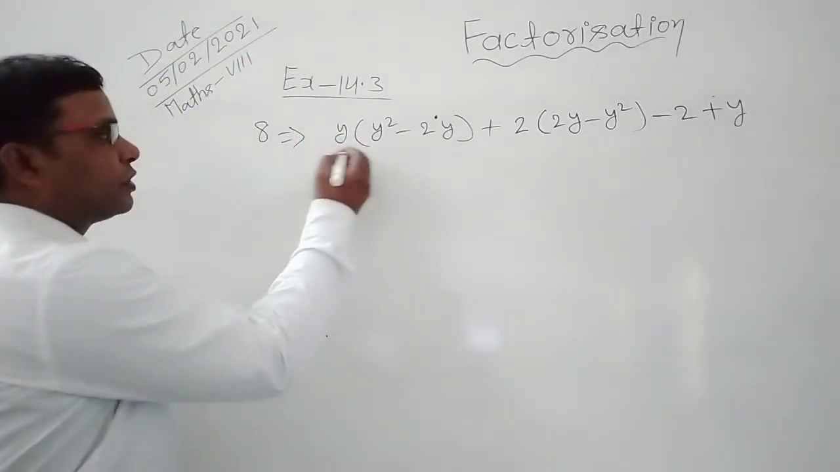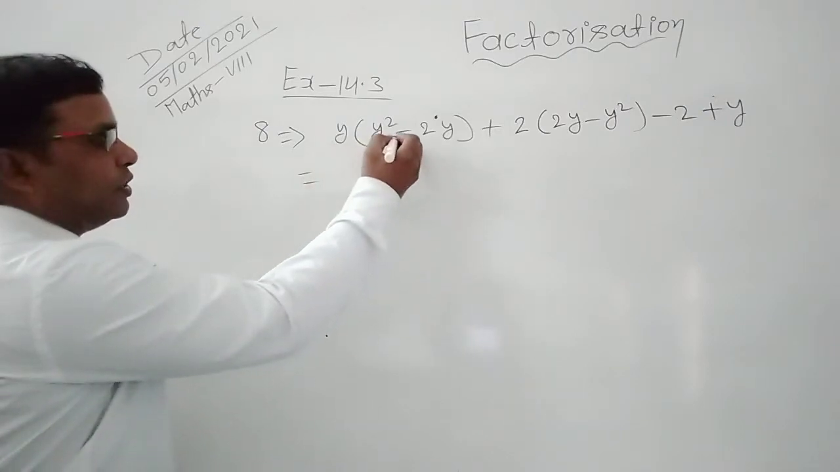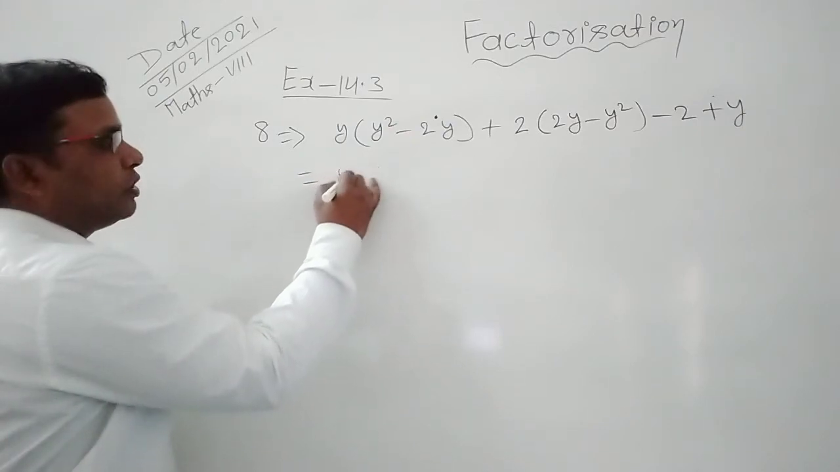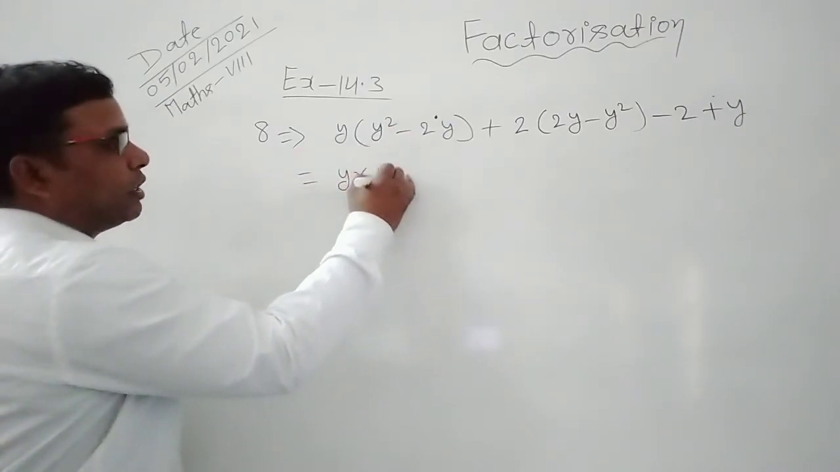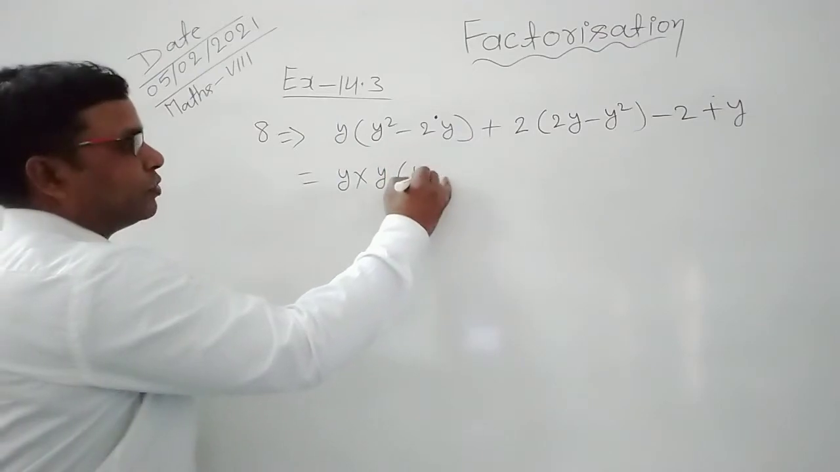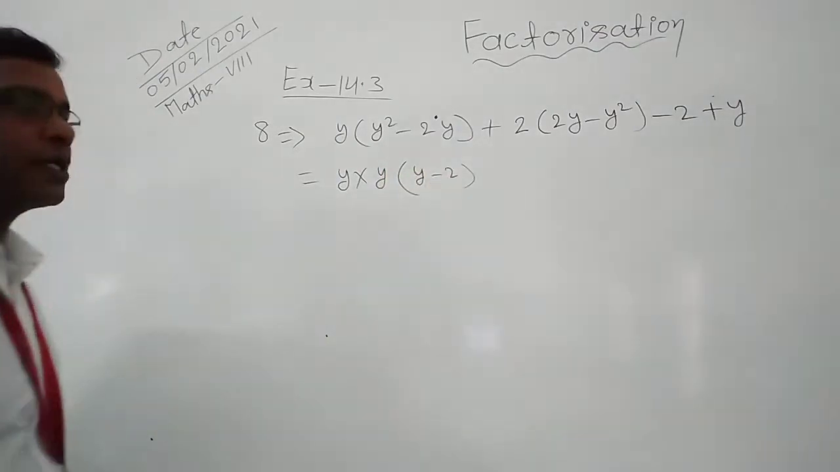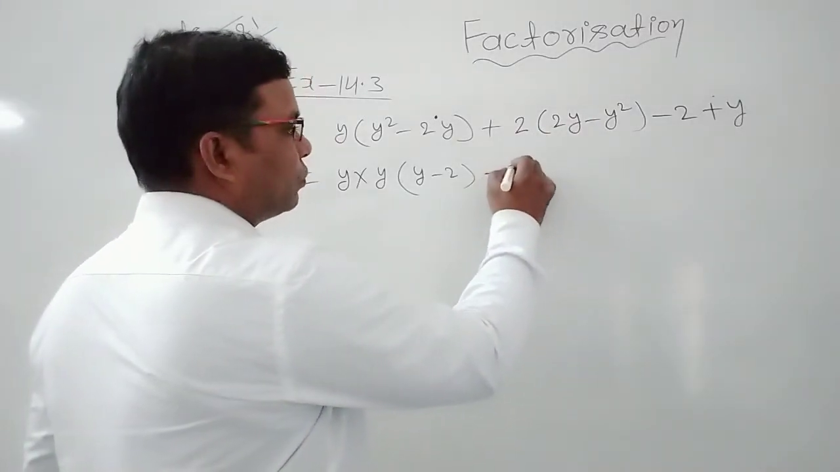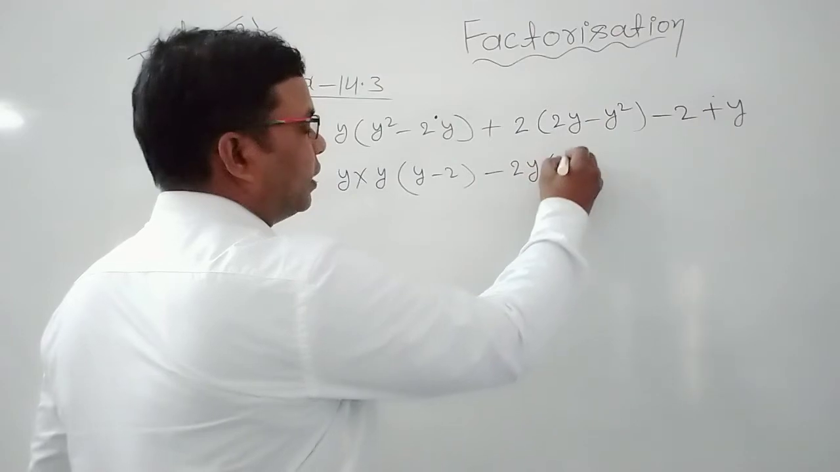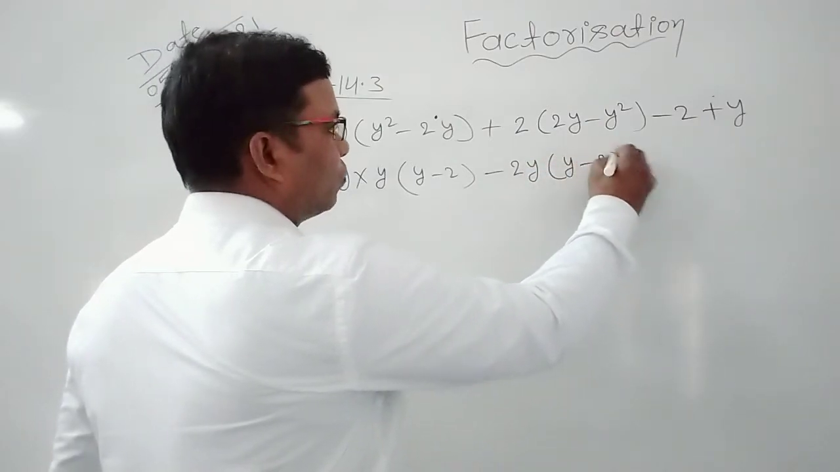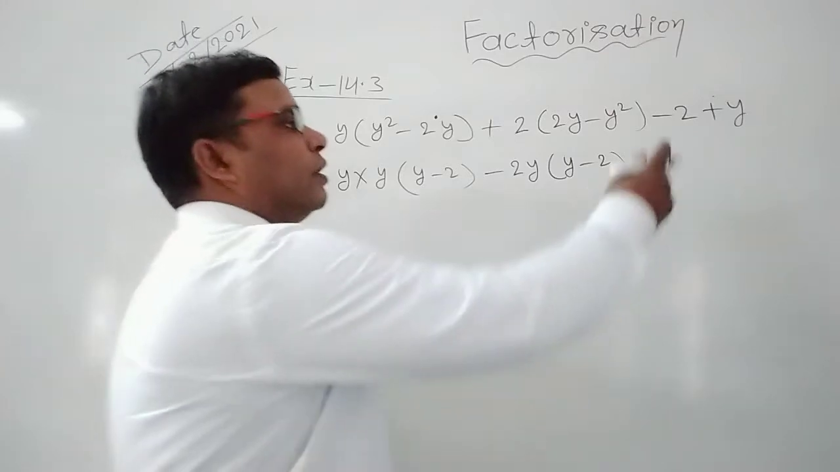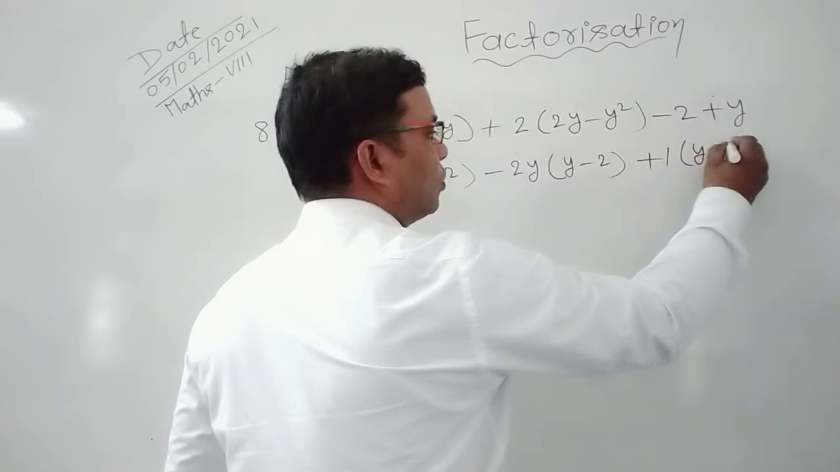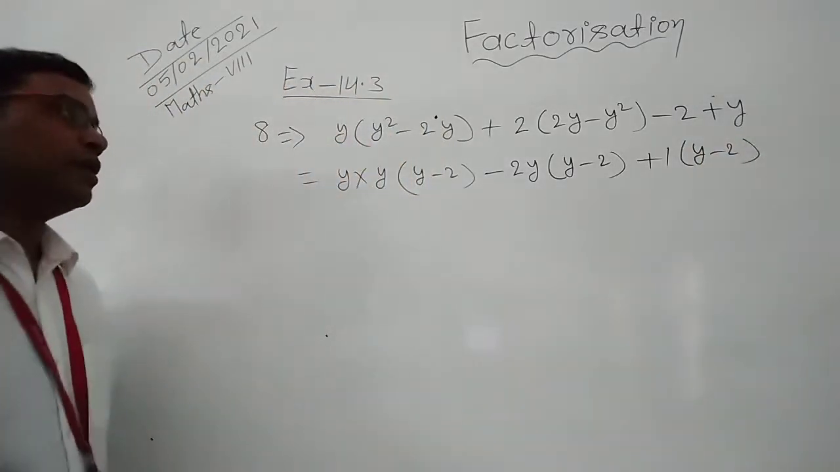Now you can write like this. Here, what do we have common in both terms? You can see y is common. So we take y common, then we get here y minus 2. Clear? After this, in the second bracket we take common minus y. So we have 2y here, and here we have minus y minus 2. Now here we rearrange this, then we get here 1 y minus 2. Okay. Clear?